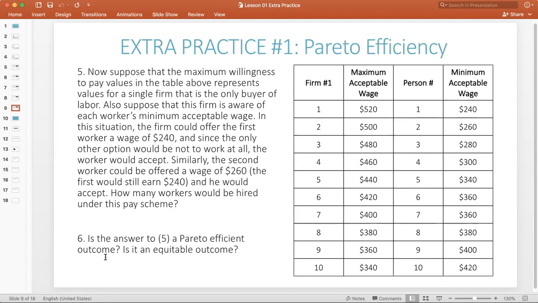And then lastly, is the answer to number 5 a Pareto efficient outcome, and is it an equitable outcome? So it is a Pareto efficient outcome because no mutually beneficial deals still exist. You can't make some kind of change that would make someone better off without making anyone worse off. The only options remaining make at least one person worse off. And then we see, though, that this isn't equitable because the firm is taking all the benefits. The workers aren't gaining anything extra. They're all being paid differently. The firm is totally in control, and they're the one who has all the power. So it isn't equitable.